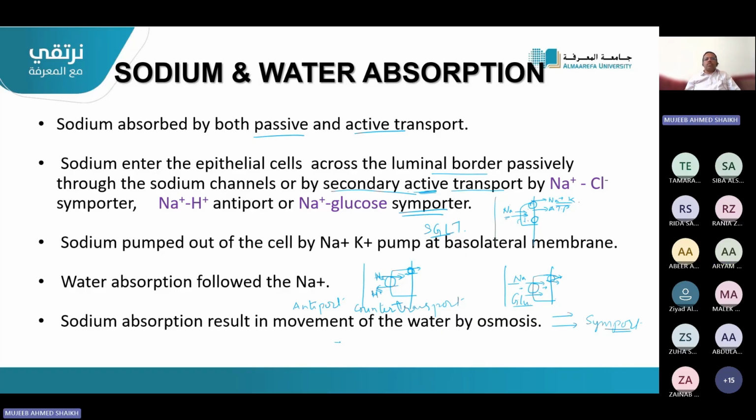Whenever sodium, an electrolyte, is moving as a positive ion, chloride will also shift along with it. Why? Because these are positive charges and those are negative charges, so they will attract each other and chloride will also enter. Once sodium chloride enters, this is a salt. Because of the salt, there will be movement of water. So water will also be absorbed along with sodium and chloride. Osmosis will occur.